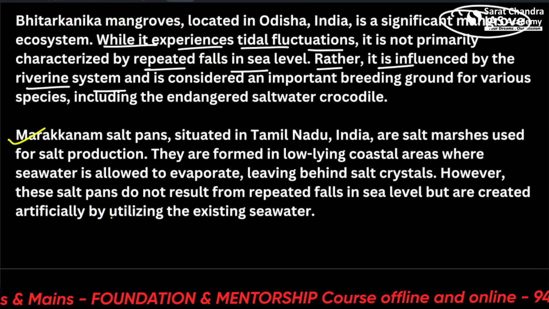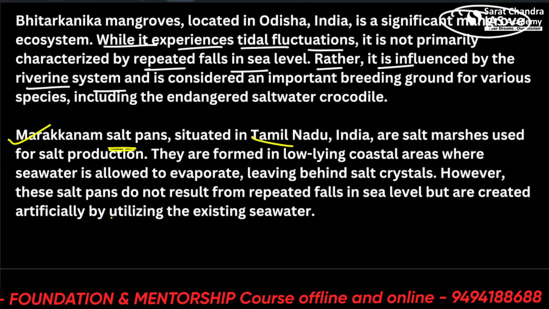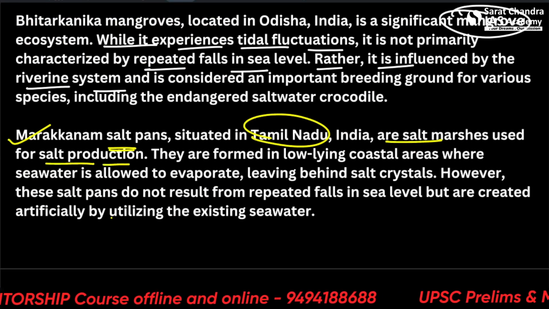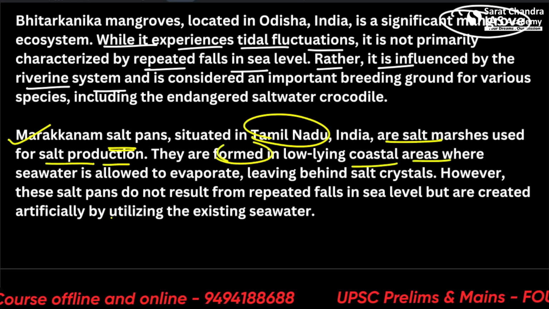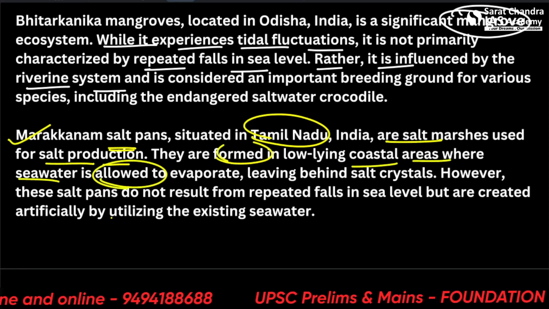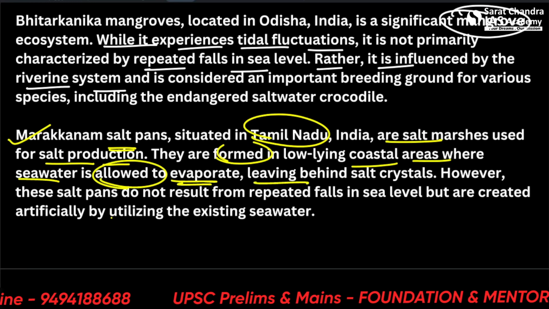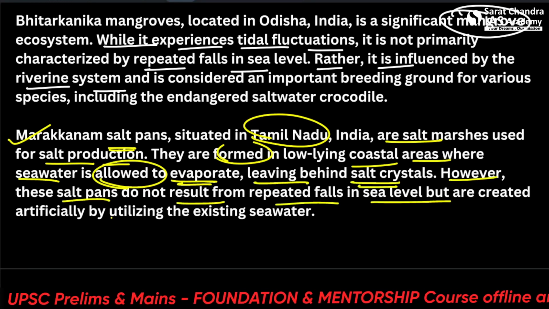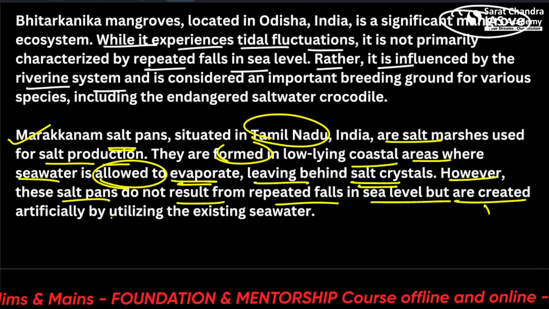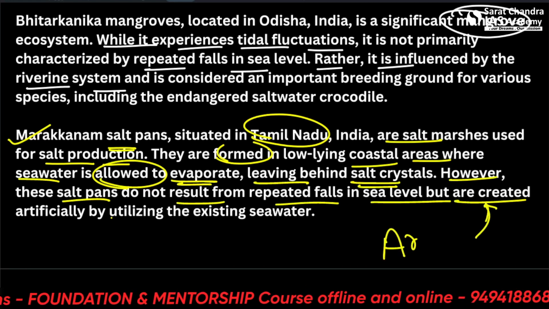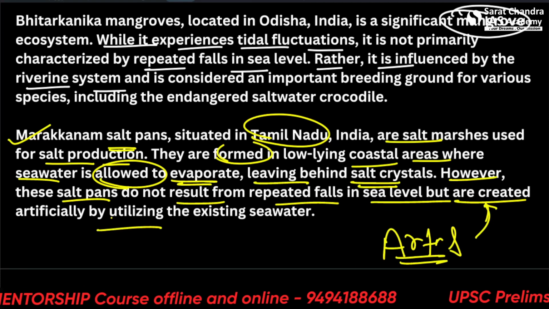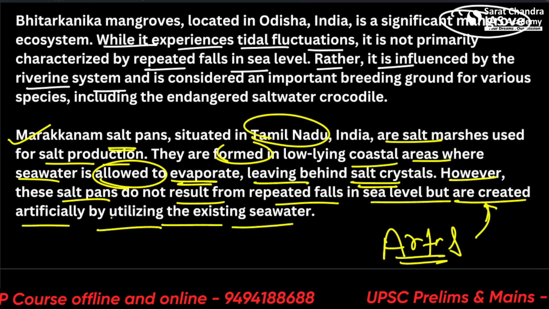On the other hand, Marakkanam salt pans are located in Tamil Nadu. I have shown you the location. They are salt marshes used for salt production, and they are formed in low-lying coastal areas where seawater is allowed to evaporate, leaving behind salt crystals. However, these salt pans do not result from repeated falls in sea level; they are created artificially. They are also not very extensive, and are made by utilizing the existing seawater.